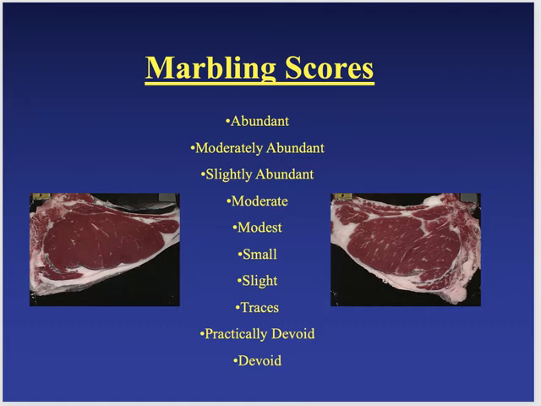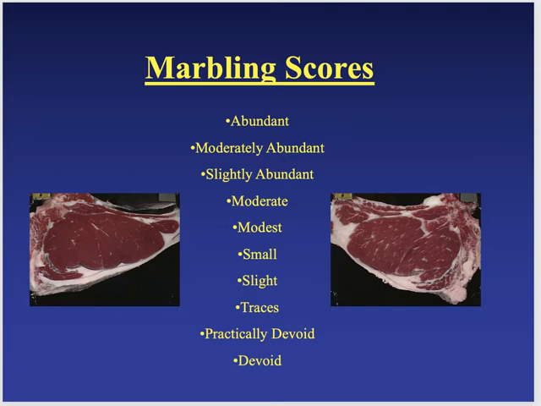Now, we have two pictures right there in front of you. One is probably practically devoid, or maybe even traces. That's on the left side of the screen. Now on the right side of the screen, we may be looking at the small or even the modest grade, depending on what it looks like a little closer. But that's what we try to do. We assign them a marbling score to begin with. That's one of the first things we do.